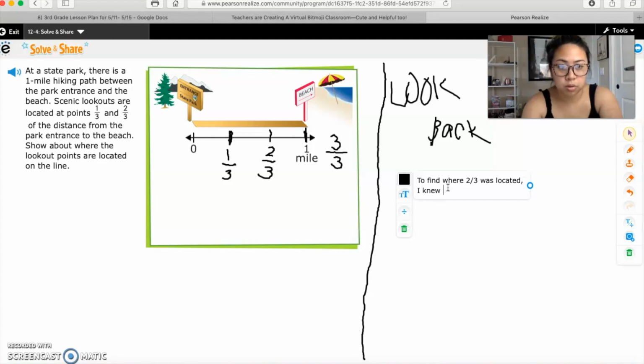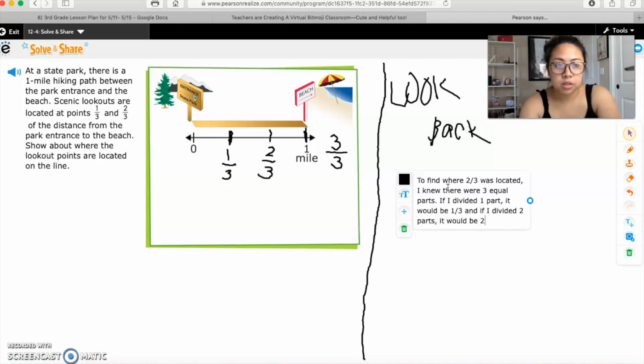I knew there were 3 equal parts. If I divided 1 part, it would be 1/3, and if I divided 2 parts, it would be 2/3. Okay, so that is your look back.